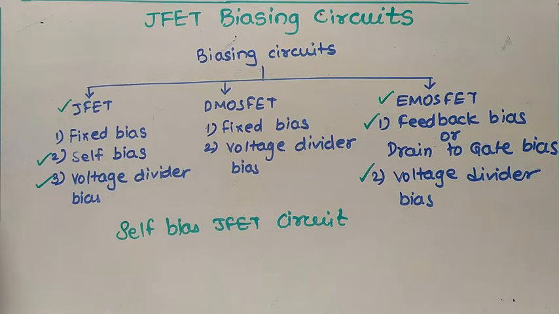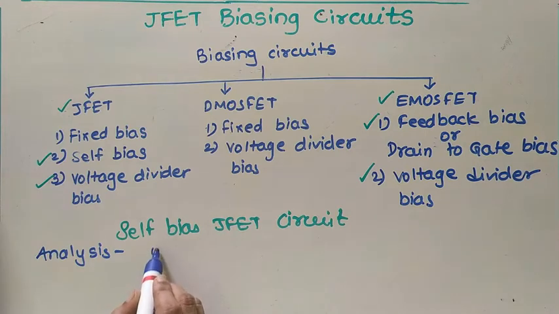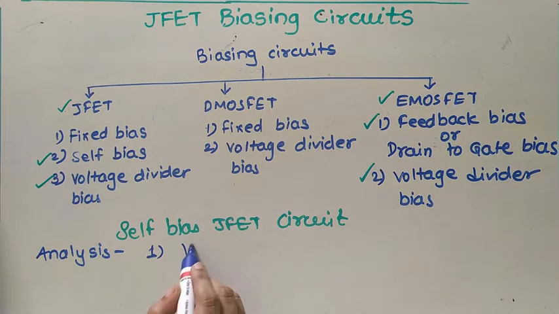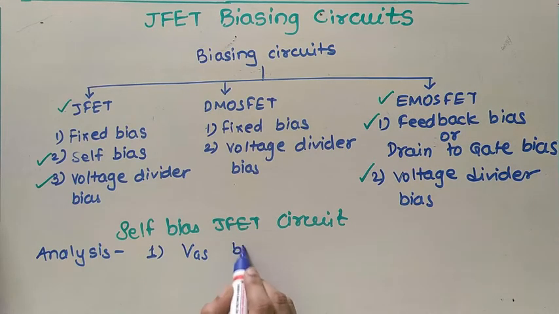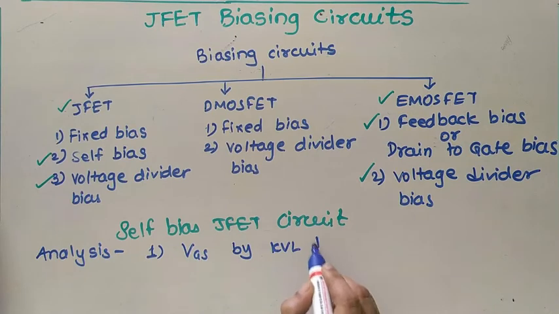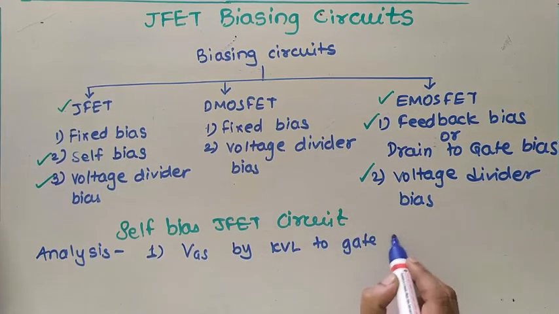Before actual self bias circuit, we'll see the general procedure for the analysis. For analysis of any biasing circuit, we have to follow this procedure. So what is that? First step is we have to calculate VGS by applying KVL to gate circuit.